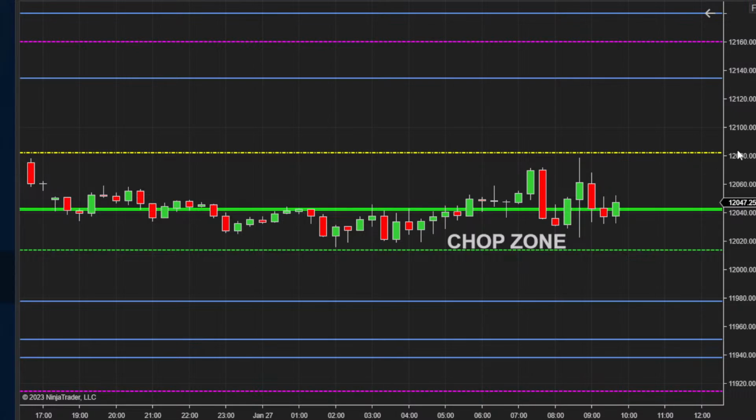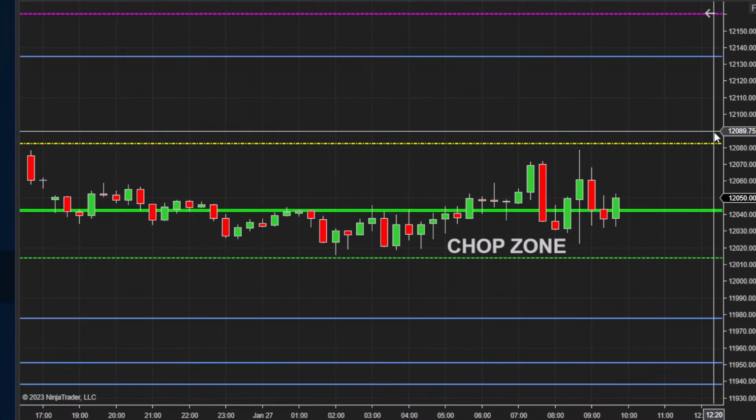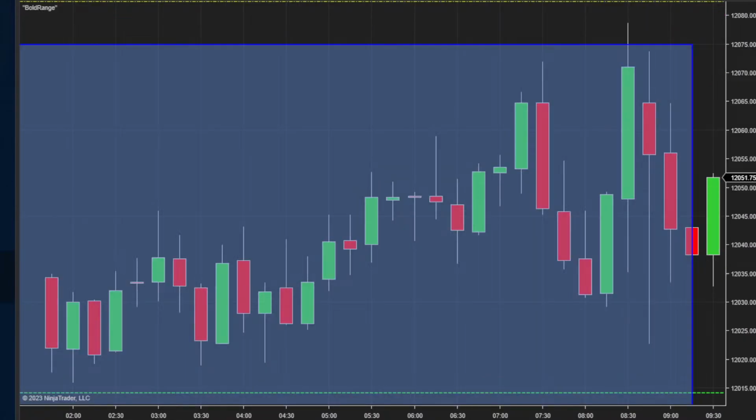The chop zone is super small today. I can't even fit the letters in here. Look at this. Super small.